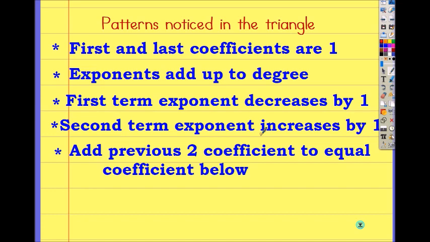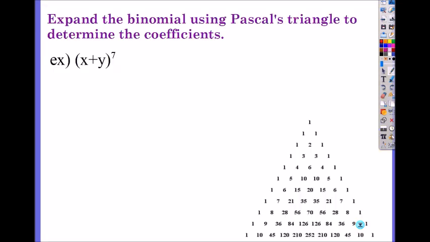And add the previous two coefficients to equal the coefficients below. Those are Pascal's triangle. So let's try this one. So this is 7. So the coefficients of the 7th power will be these. And it's nice and easy because it's just x and y. Later, they can ask you to raise 2x minus 5y to the 7th power. But here, let's start from the very basic.